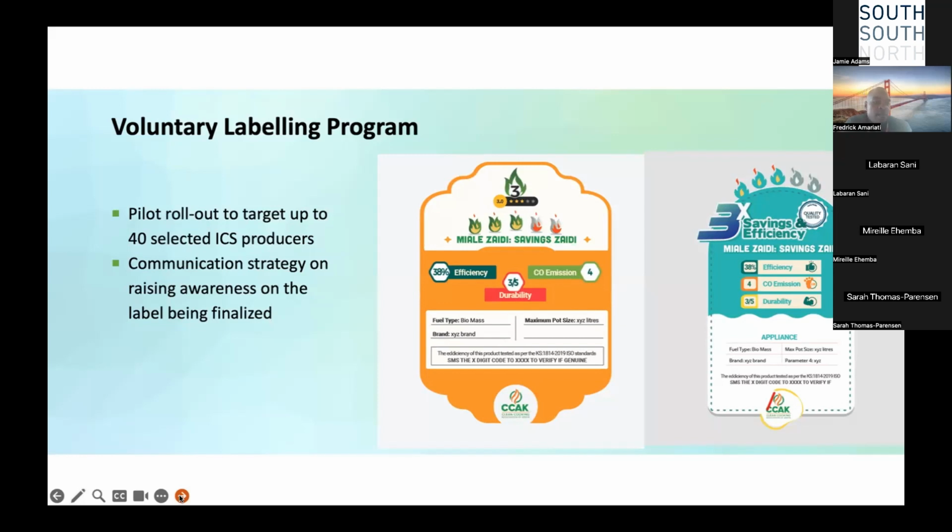What I would say is, for every voluntary labeling program, our communication strategy is a very important aspect. And we already have one being finalized by the consultant. So once the two are done, we roll out the massive rollout program for this. Next slide.